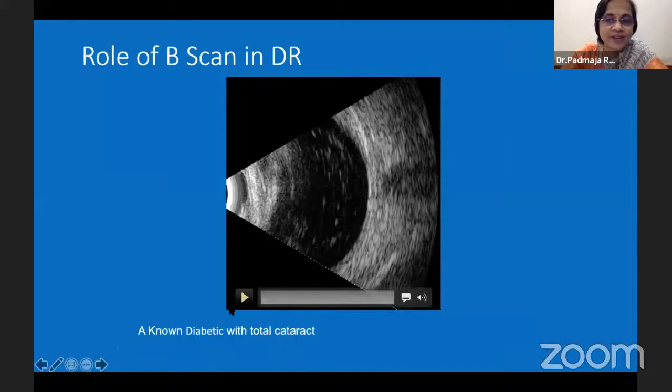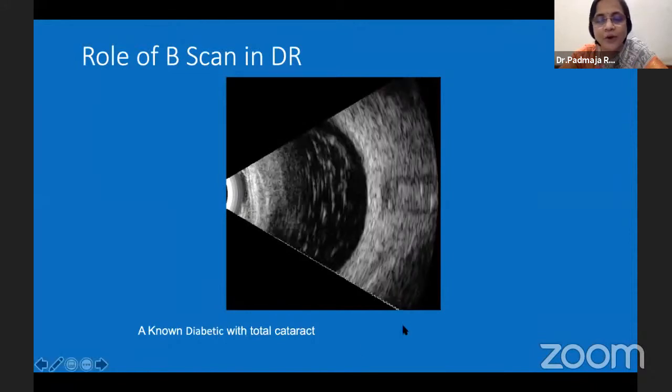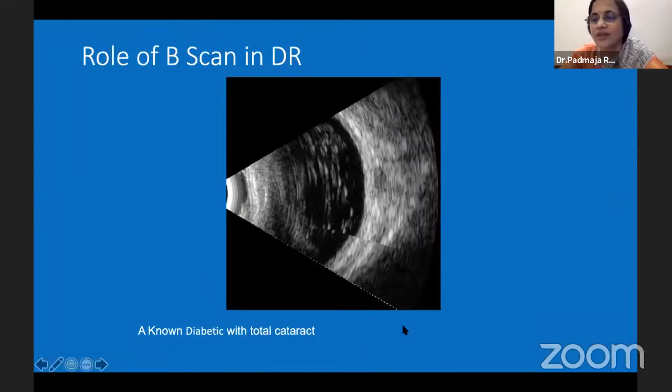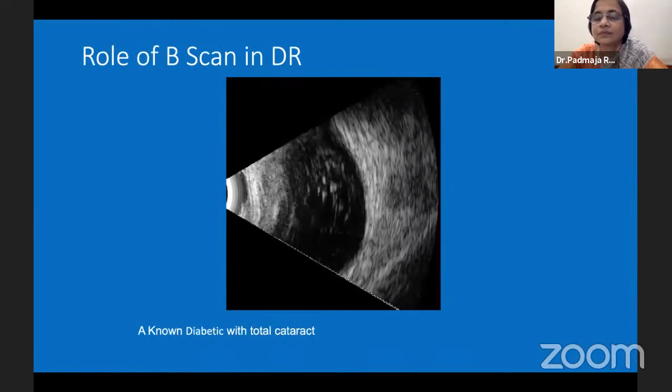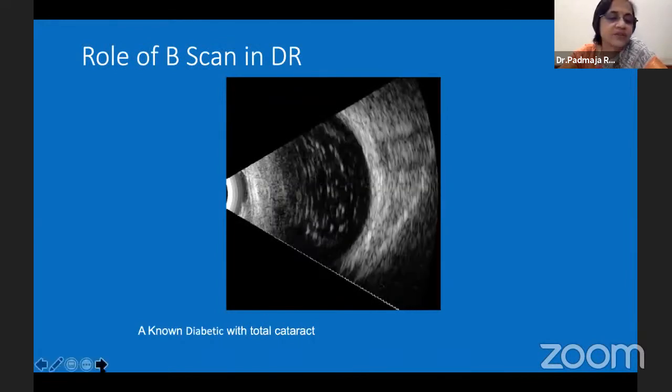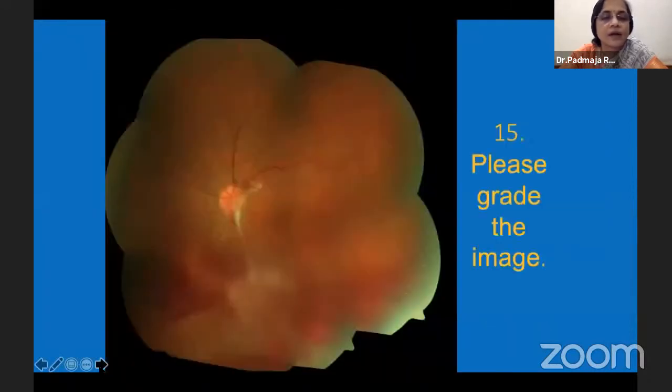I think we already had this picture in my talk, just to check again. What is the condition that we are seeing? So a B scan done. Yes, very good. Asteroid hyalosis. So can you please grade this image?